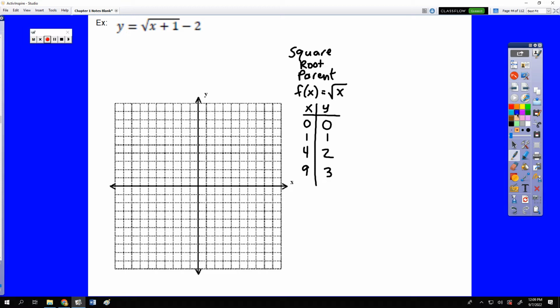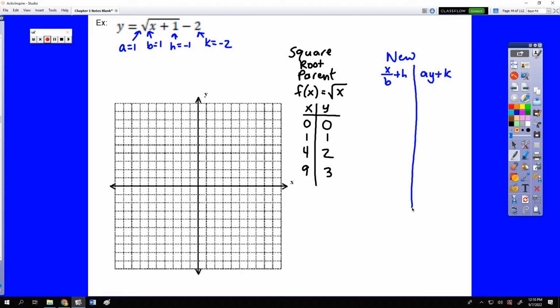Again, we then go over here and we identify our a, b, h, and k values. So a is 1, b is 1, h is negative 1, k is negative 2. And we use those to transform our parent function using our common rules. X divided by b plus h would be x minus 1, because x divided by 1 is still x, minus 1. ay plus k would be 1 times y, which is still y, plus negative 2, or y minus 2.